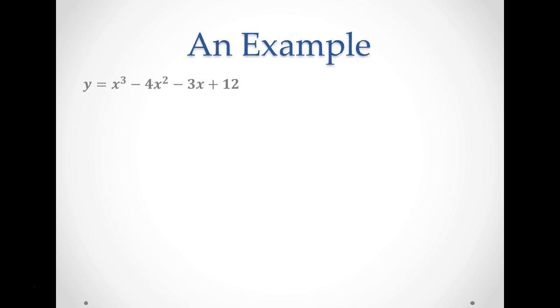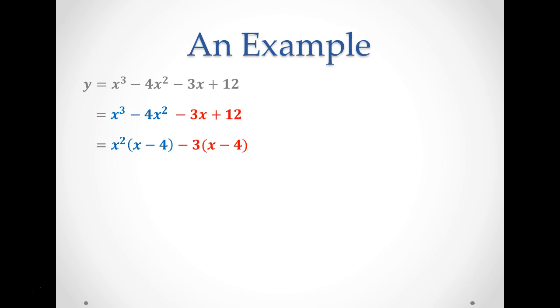We start with y is equal to x cubed minus 4x squared minus 3x plus 12. This is a cubic function in standard form. So our first step was to group our terms together. And so ours are already grouped together pretty well, but I want to show you using color how I am grouping my terms together. So I grouped together x cubed and minus 4x squared, and minus 3x and plus 12. Next, I'm going to factor the greatest common factor out of each of my two groups.